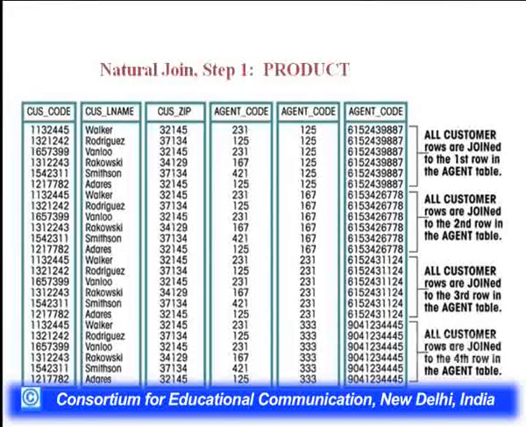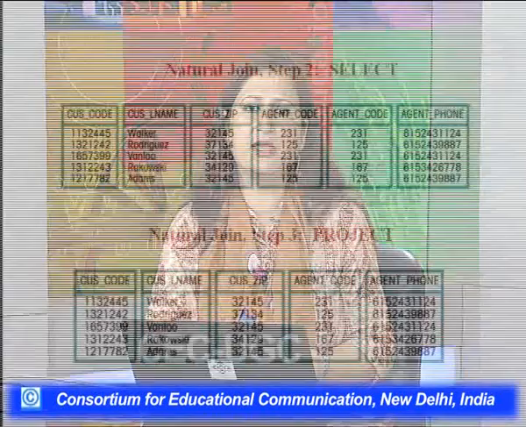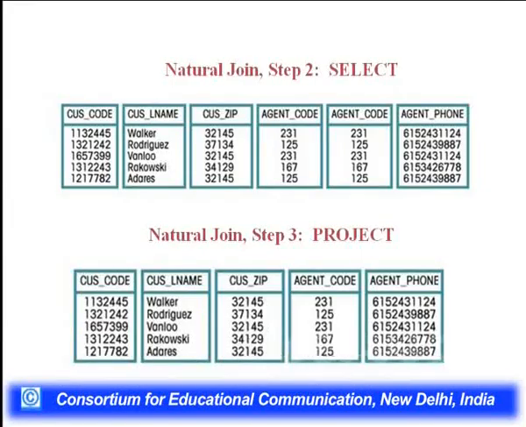So, you can see here you have step 1, where a product of the two tables is combined. In this case you have two tables, one is the customer table and the other is the agent table. So, the combination of all these rows of the customer table is done with the agent table. Then in the next step, you do a select statement where you check the condition where the primary key becomes equal to the foreign key.